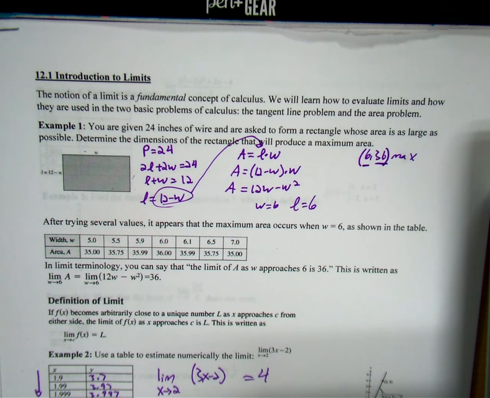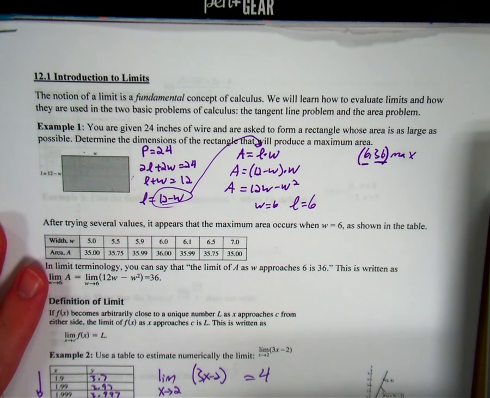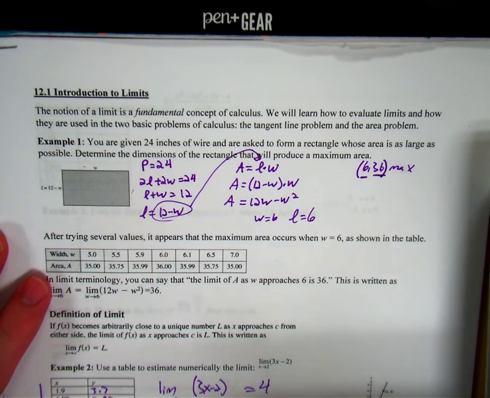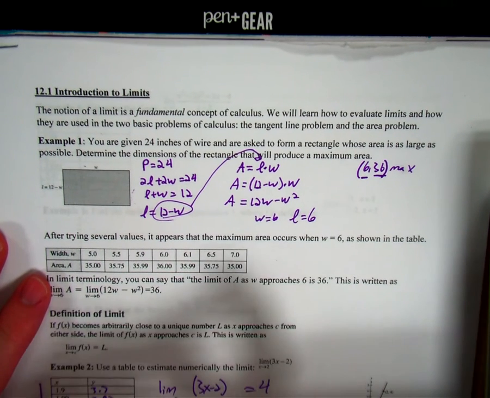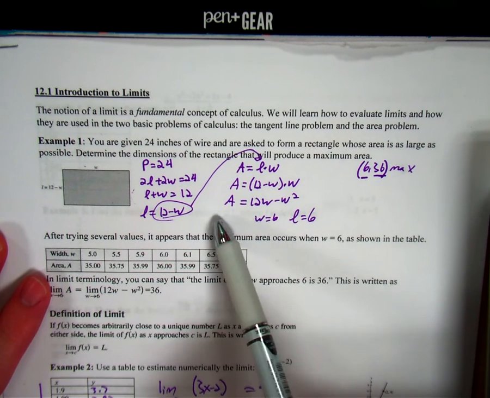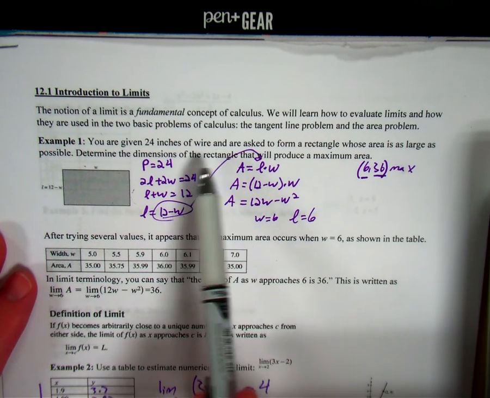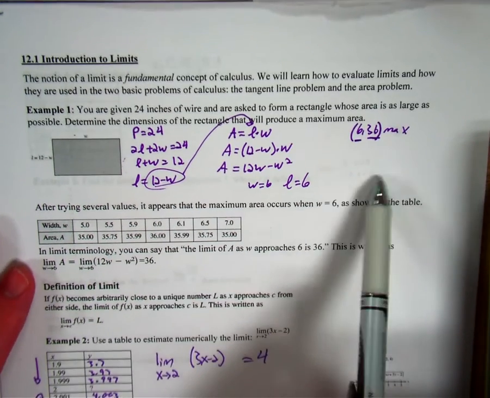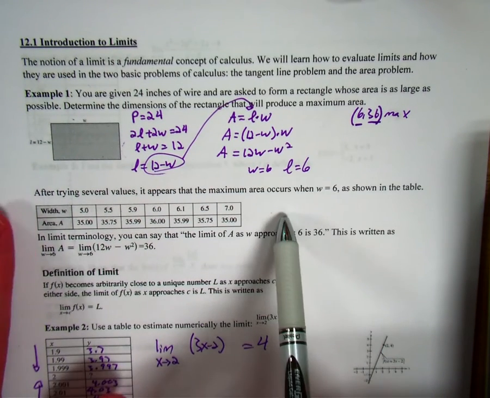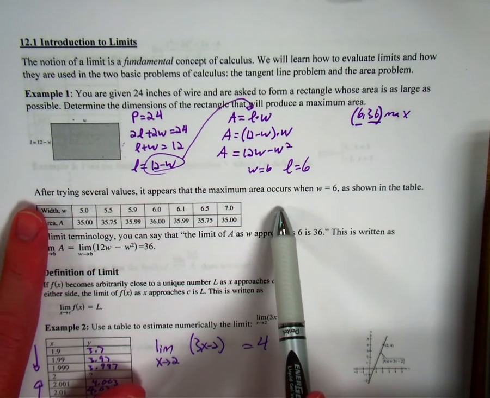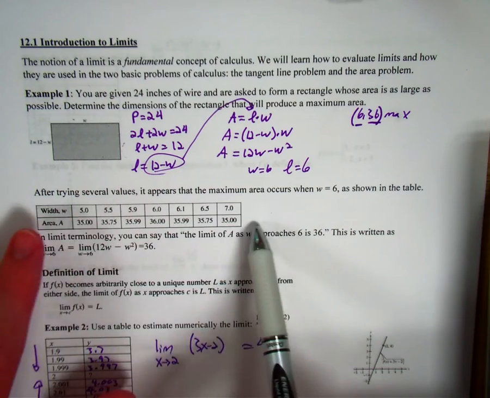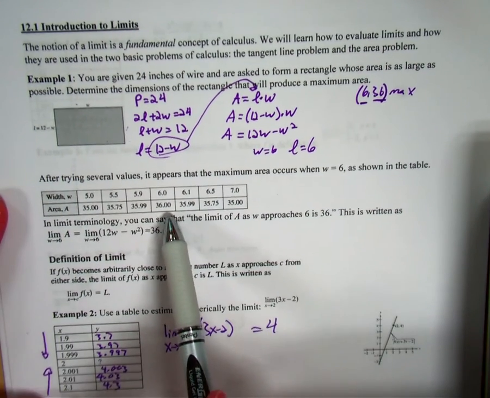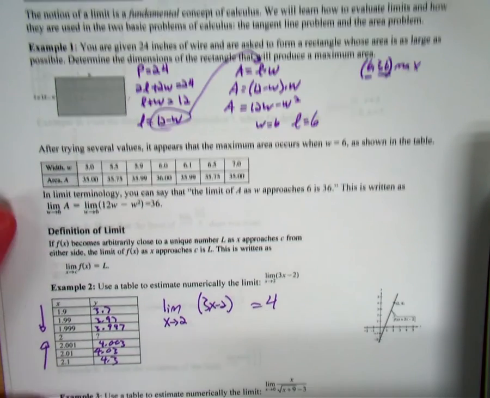PreCalc, what's up? Here we are with day 2. Yesterday we got our tests back and we got just a little intro into limits. We had a story problem where we're trying to maximize the area given 24 inches of wire. And we saw that as our width and length both came into 6, the area got bigger and bigger and maximized there at 36.